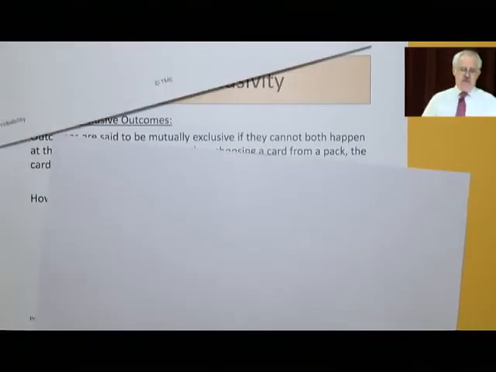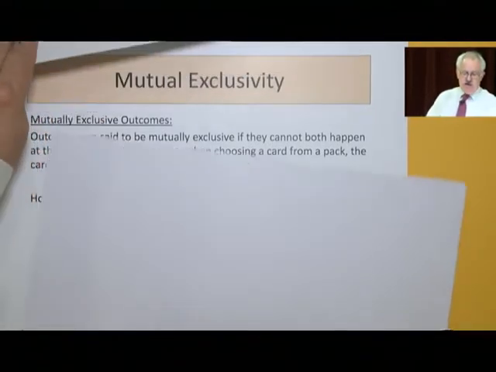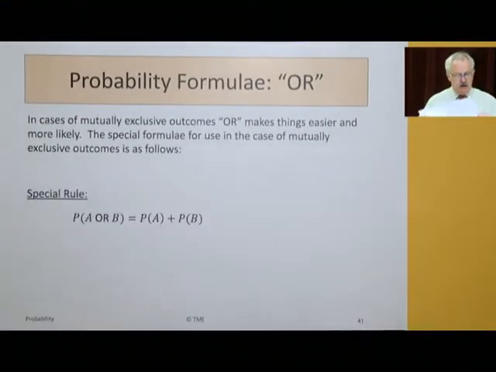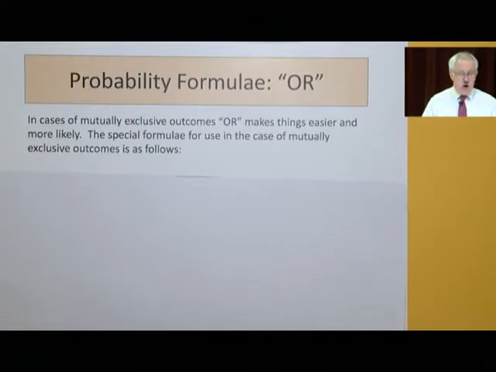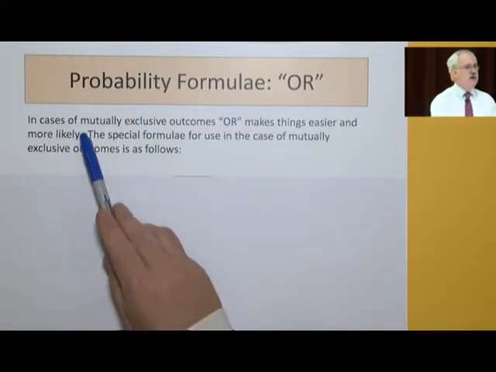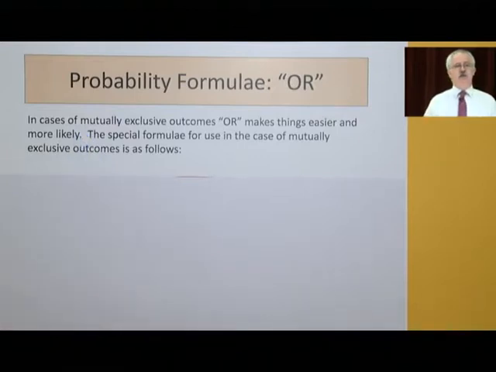So you have to be very careful about this mutual exclusivity because it brings us to the question about OR. In cases of mutually exclusive outcomes, OR makes things easier and more likely. When things are mutually exclusive, like even numbers and 1 on the roll of a die, the probability of an even number or a 1 is the probability of an even number plus the probability of a 1. You can just add. It makes life easier.